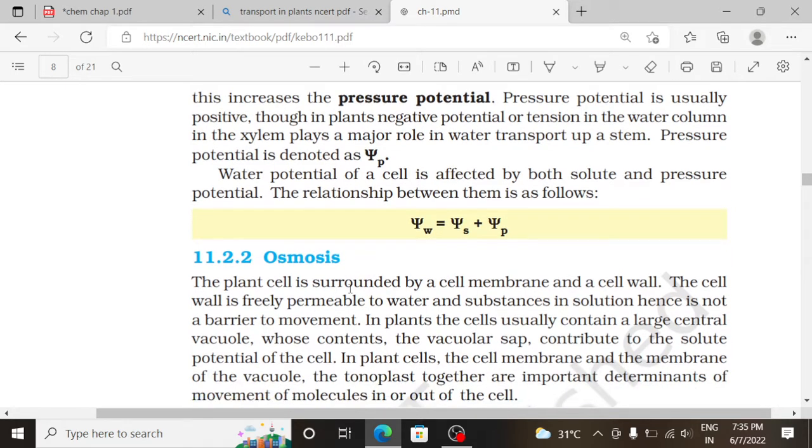Water potential of a cell is affected by both the solute and pressure potential. The relationship between them is as follows. Psi W is equal to psi S plus psi P.